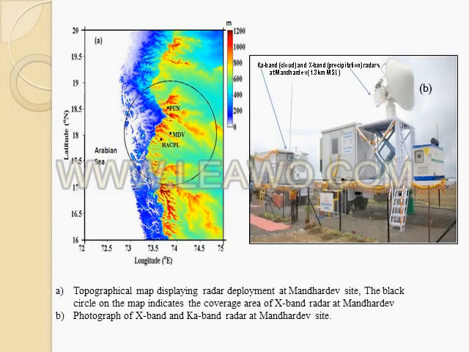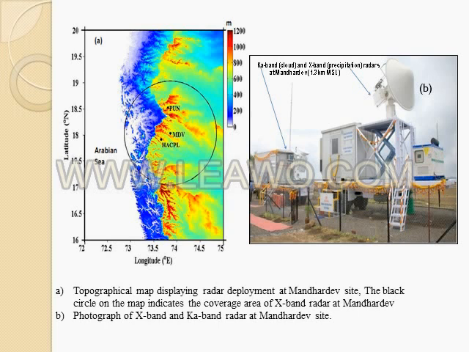This is how the radar image looks topographically. The black circle shows the radar surveillance area of 251 kilometers overall. This is Mandhardev where the radar is mounted, and this is HACPL where we have deployed other instruments like rain gauges and other sensors.